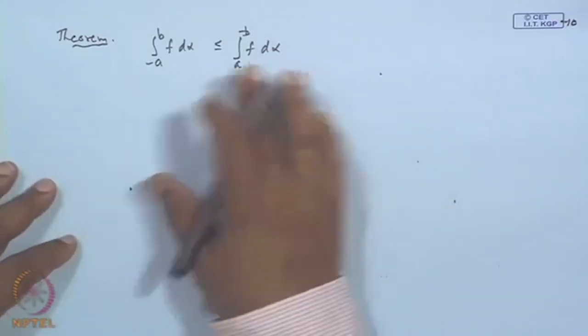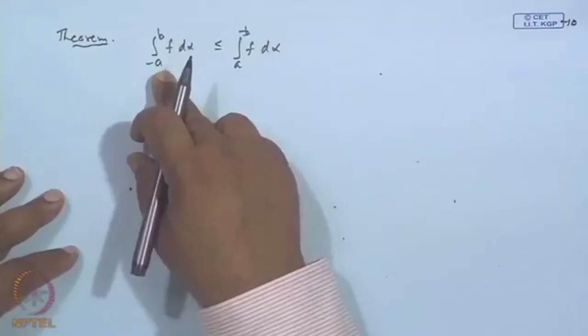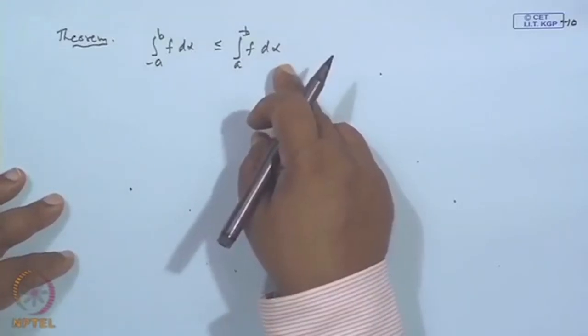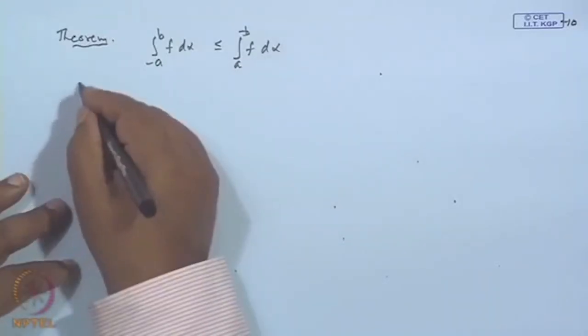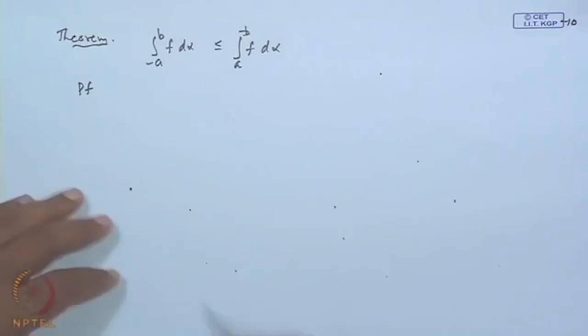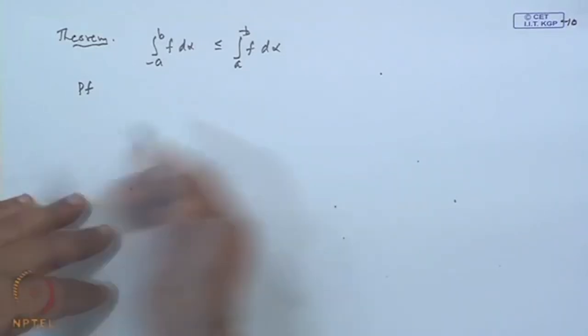So, obviously, this result is also valid for the Riemann integral, because when alpha x becomes x, then the lower Riemann integral is always less than or equal to the upper Riemann integral. Okay, let us see the proof of this.